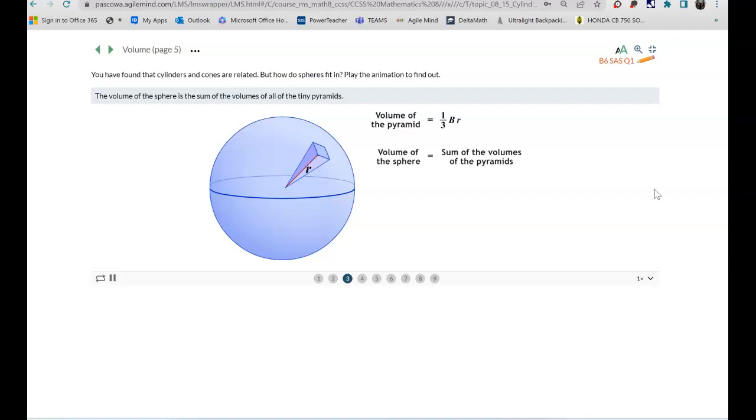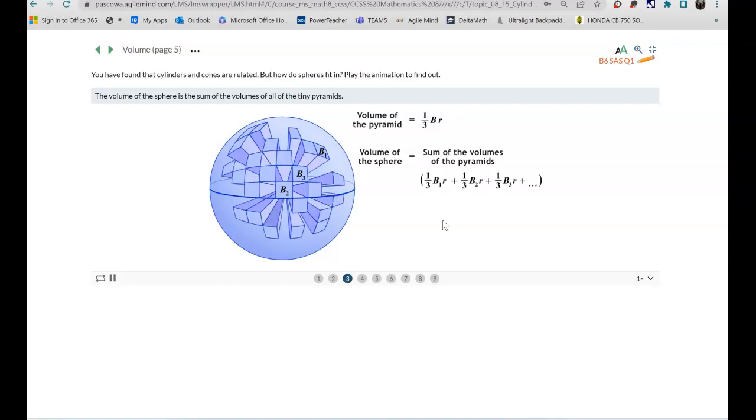So the volume is the sum of all the volumes of all the tiny pyramids. So we've got the volume of that pyramid, the volume of that pyramid, and so on and so forth, the volume of all those pyramids. And remember, the volume of just one of those pyramids is 1/3 times the area of the base times the radius. And remember, the radius is the distance from the center of the sphere out. Now look at that. Volume is 1/3 of base 1 times the radius plus 1/3 the base 2 times the radius, 1/3 base 3, and all of those pyramids. It's crazy.